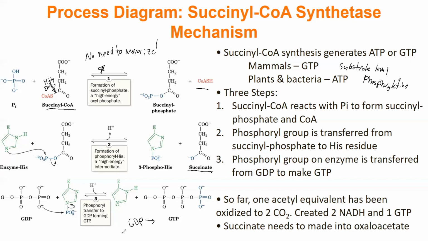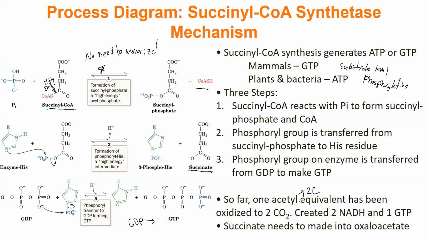And so if we look at where we've come so far for the citric acid cycle, 1 acetyl equivalent. So what I mean by that is that we've lost 2 carbons. Acetyl group has 2 carbons onto it. But again, I'll reiterate this one more time. The carbons we lose in CO2 are not from acetyl-CoA. But anyways, we've created 2 carbon dioxides. We have created 2 NADHs and 1 GTP.